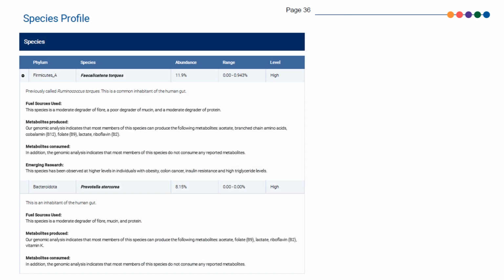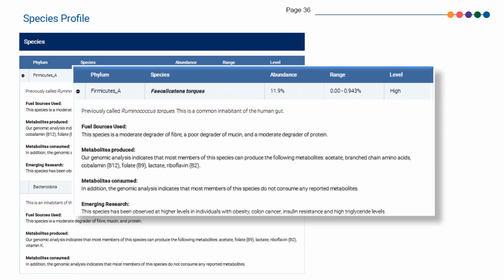The remaining pages go into much detail about each organism present. It shows the abundance level, and here we can see that this particular bacteria is high. You can learn about its fuel sources, metabolites produced and consumed, as well as any emerging research. We already discussed all of these metabolites in the previous section. We don't encourage getting caught up in the details of every single organism on this report. This information is here for reference if needed.